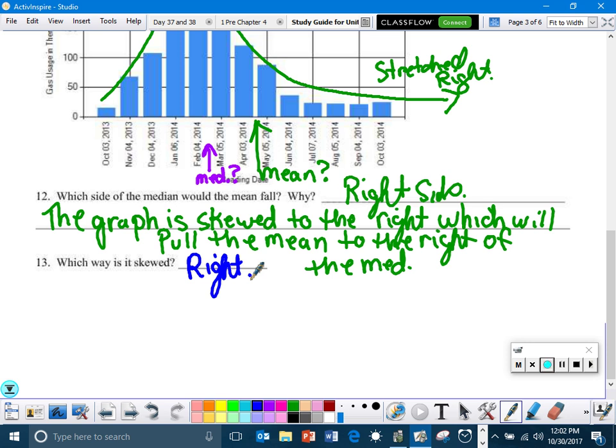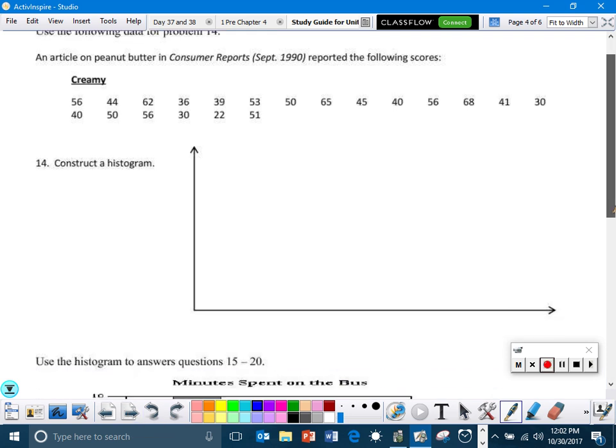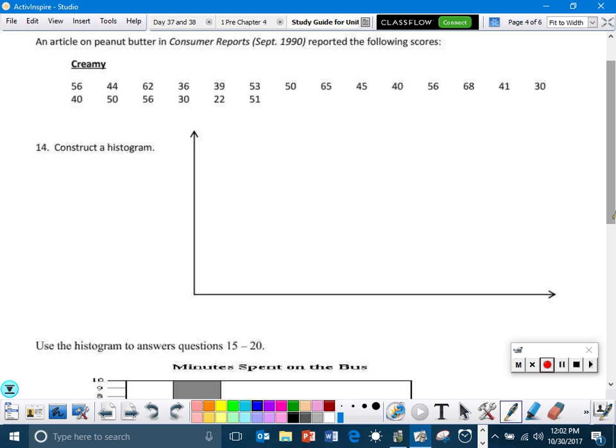Next page. We're going to have to make a histogram. And again, I recommend not using the calculator. This histogram does not have all that many numbers, so it's pretty easy. Now, the first thing we need to do is identify how we're going to make the number line for our horizontal axis. So we need to identify what's the smallest number? 22. What's the largest number? 60, it looks like 65 is the largest number. Nope, 68. 68 is the largest number.